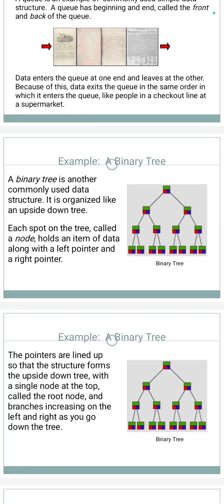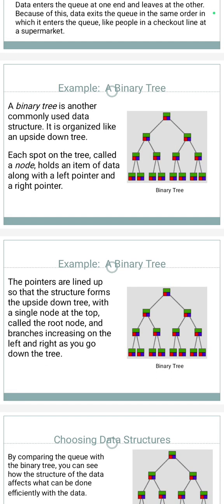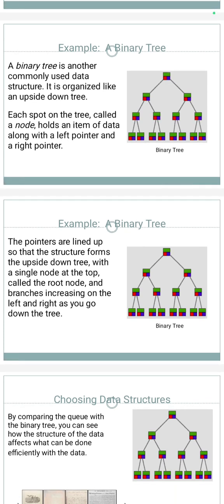A binary tree is another commonly used data structure. It is organized like an upside down tree. Each spot on the tree, called a node, holds an item of data along with a left pointer and a right pointer. The left pointer points to the left subtree and the right pointer points to the right subtree, and every tree has a root and leaves.